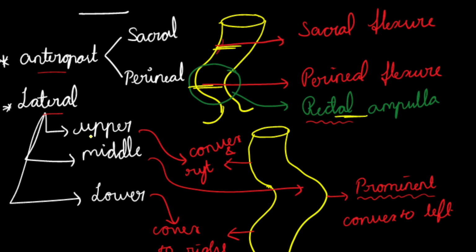And in the lateral curvatures we have three: upper, middle and lower. The upper one is convex and is towards the right, the middle one is the prominent one and is convex towards the left, and the lower part is convex and moves towards the right.